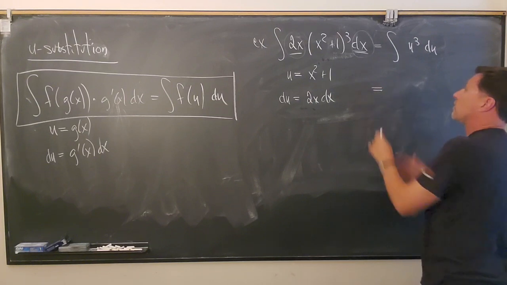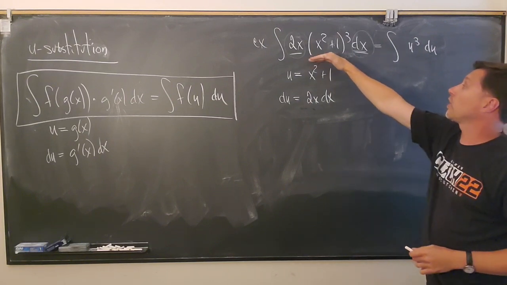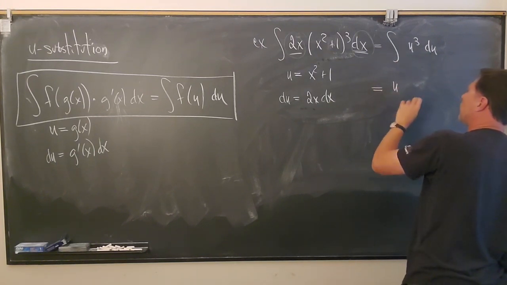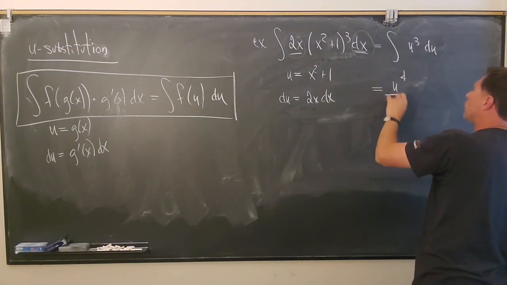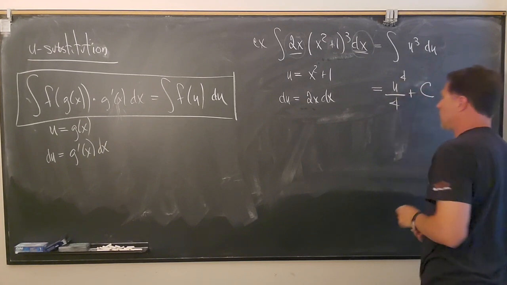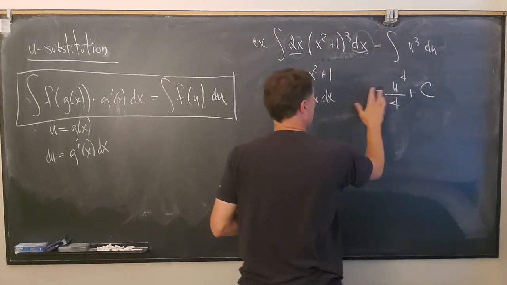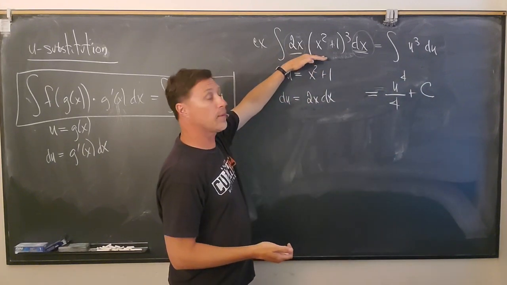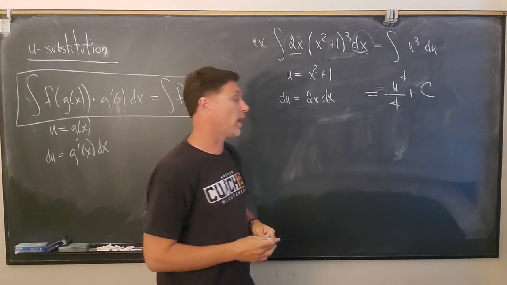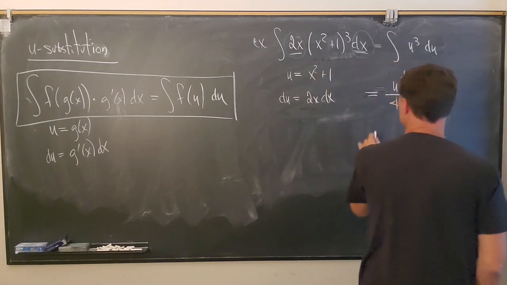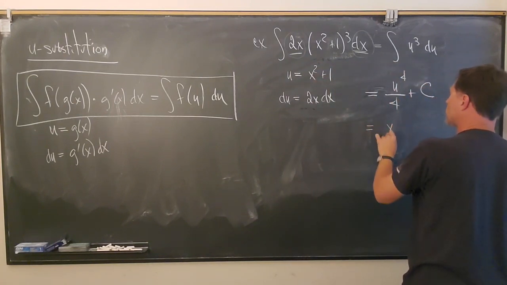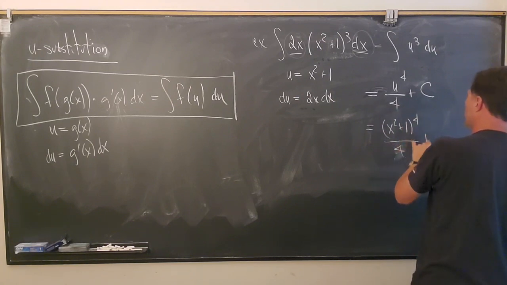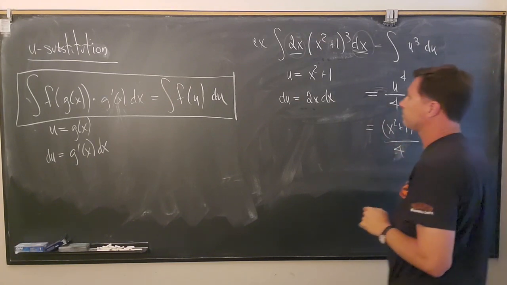Well, all right, so this worked out nicely. It took a complicated looking integral and replaced it with something for which I know the antiderivative, so this is u to the fourth over 4 plus c. Now, this is not the final answer. Our original integrand had variable x. We need our answer to have variable x, and so we substitute back. This is equal to x squared plus 1 to the fourth divided by 4 plus c.